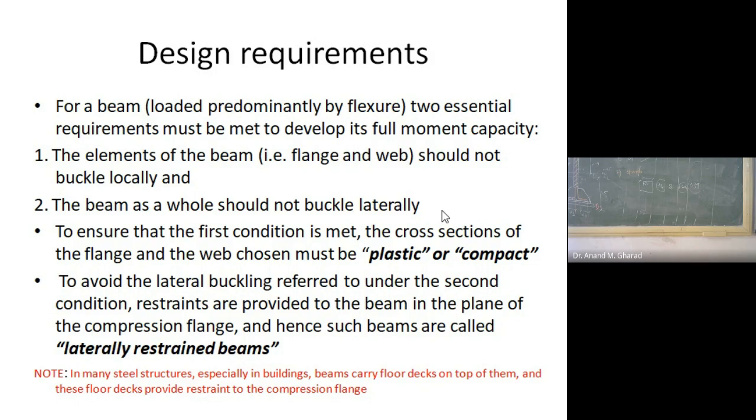I have written one note. In many steel structures, especially in buildings, beams carry floor decks on the top of them, and these floor decks provide restraints to the compression flange. I have seen your assignments, the first assignment, and most of you have taken selfies in the industrial buildings.